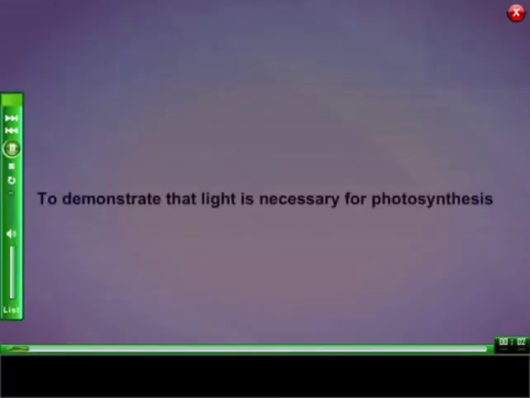So sunlight and chlorophyll are essential for photosynthesis. Without sunlight and chlorophyll, plants cannot prepare food. Hope you all have studied up to this much. Today, let's watch an experiment to show that light is essential for photosynthesis and also to show that starch is present in the leaves. Let's watch the experiment now. To demonstrate that light is necessary for photosynthesis.